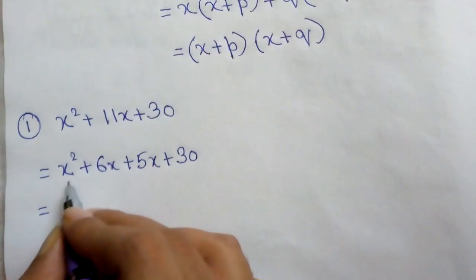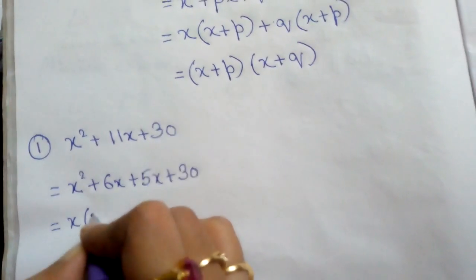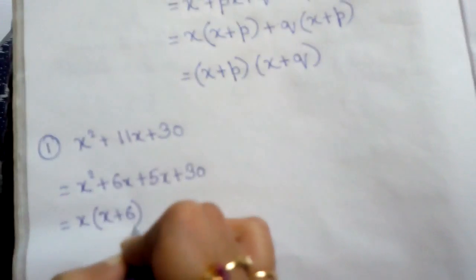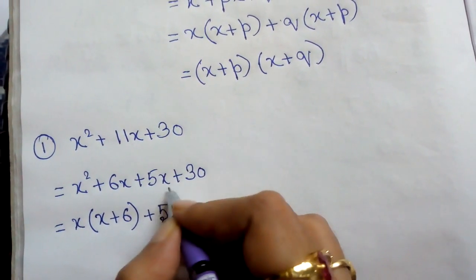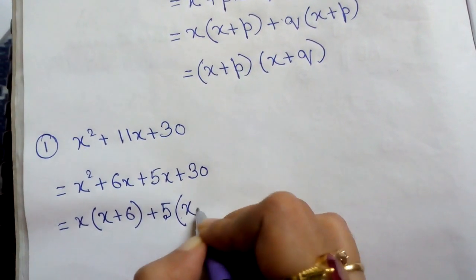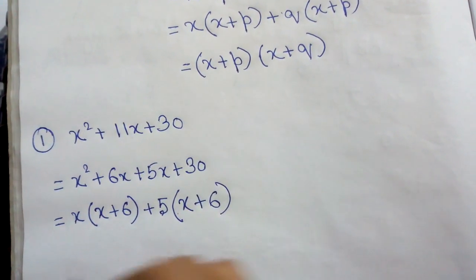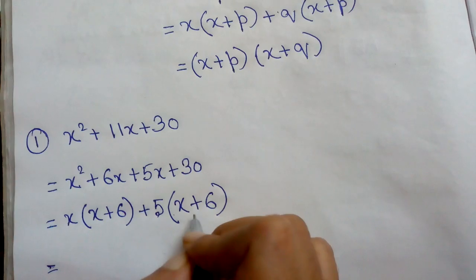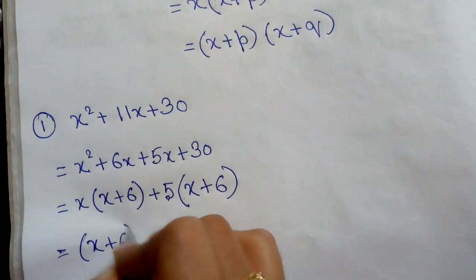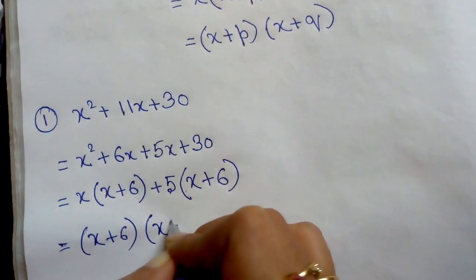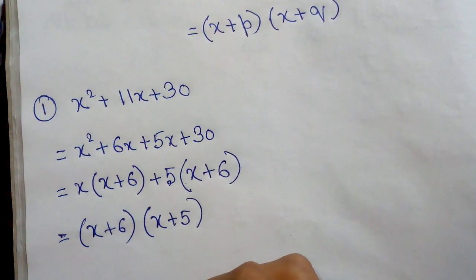From these two I can take x common, so x plus 6. Then from the other two I can take 5 common, so from here I will get x plus, since 5 sixes are 30, I will write 6 here. So on both sides I have got x plus 6, so x plus 6 I can take common, and what is left is x plus 5. So the factors are x plus 6 and x plus 5.